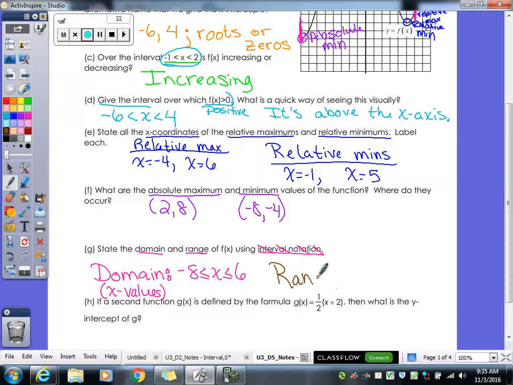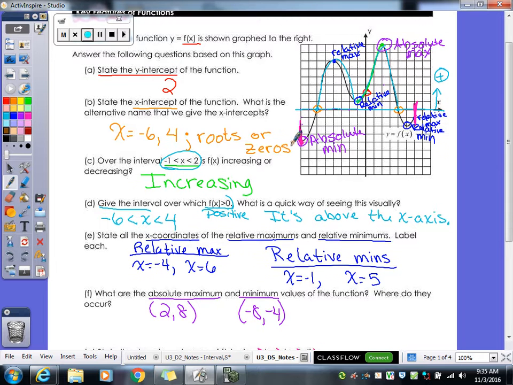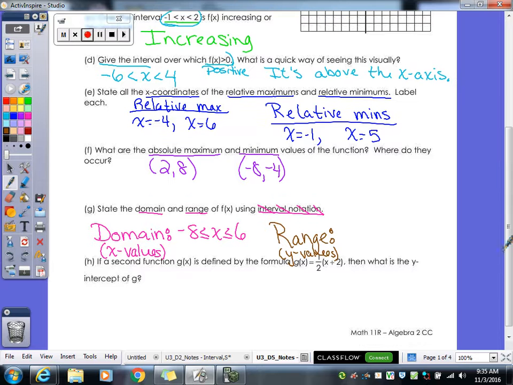Then our range, remember those are your y values. We have to find our lowest, which is right here, to our highest, which is right there. So this goes from -4 to +8 for our range. That's -4 is less than or equal to y is less than or equal to 8.